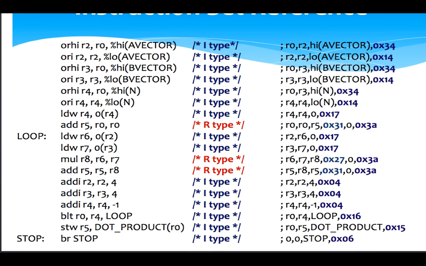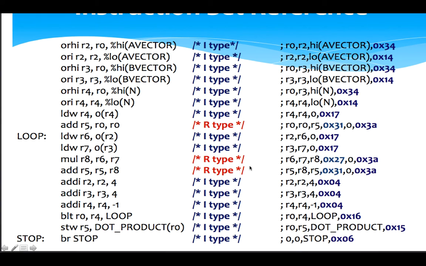Let's take a look at the code. This is a sample code that we have. You can see the I type and R type instructions have been differentiated clearly. Consider this example: two R type instructions, multiply and add, they both have the same opcode, but they can be differentiated using the next value. That's the duty of OPX, to differentiate.